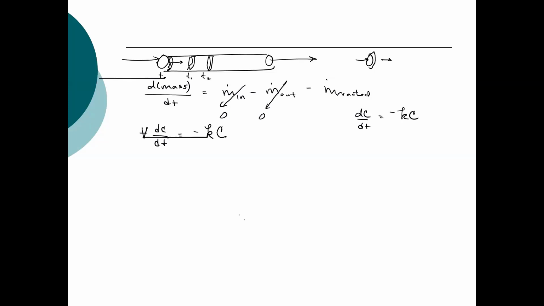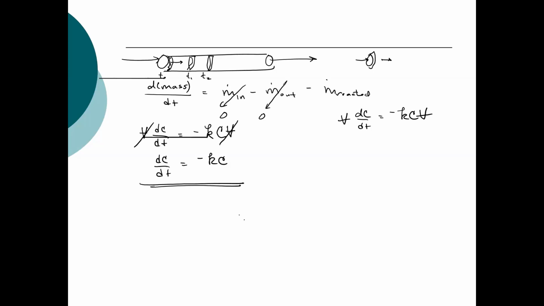This volume term, the volume isn't changing. The mass reacted, we need to multiply that by volume. So this is concentration. We have volume on both sides of the equation. Volume now cancels, and we have dC/dt is equal to minus kC. So that is the equation we can use for modeling the change in concentration of any chemical or microbial as it moves down the pipe.